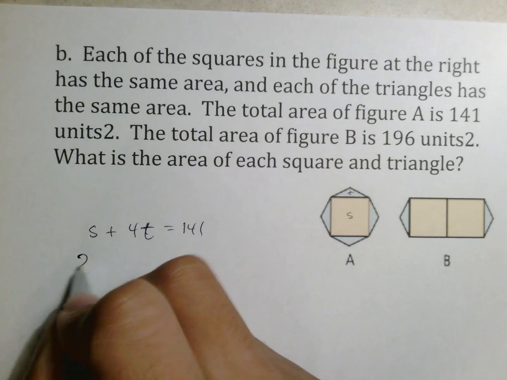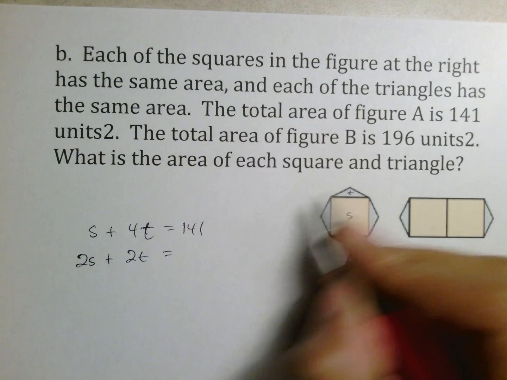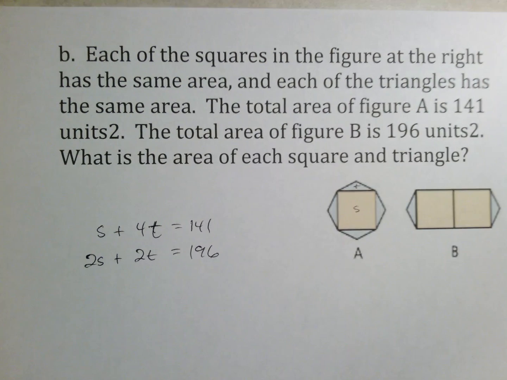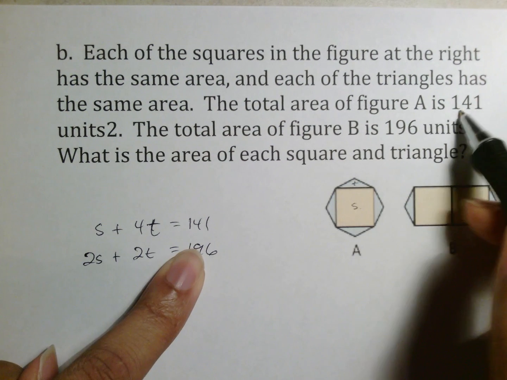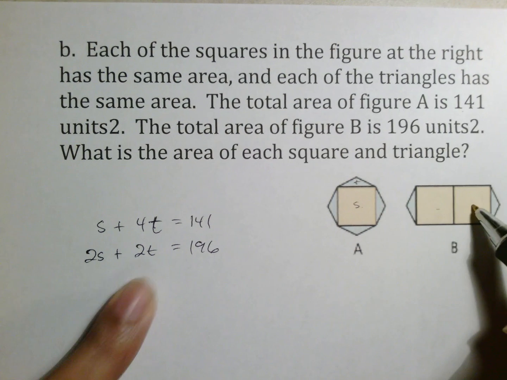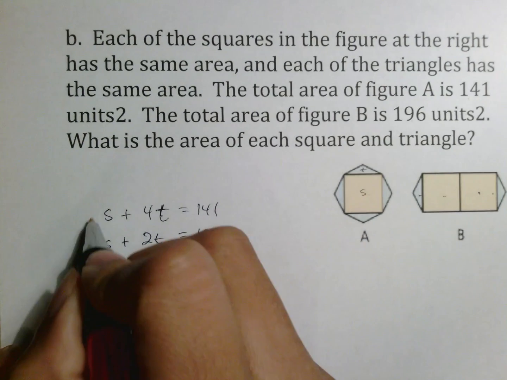Here I have 2 squares plus 2 triangles equals a total of 196. So again, 1 square, 4 triangles is 141 because that's figure A. 2 squares, 2 triangles makes 196 because that's figure B. All I have to do now is solve it.